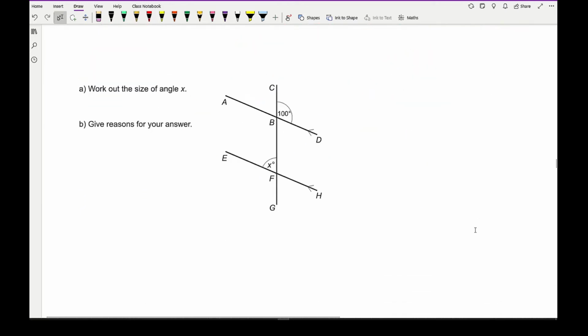Let's move on to our next question. So the next question then says work out the angle X. Now this one is a little bit more tricky because obviously X is not really connected to the angle that I've been given. So let's have a look at what angles I do know. Well, I know that this angle here is going to be 80 degrees. And why is that? Because it's on a straight line.